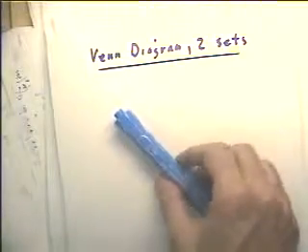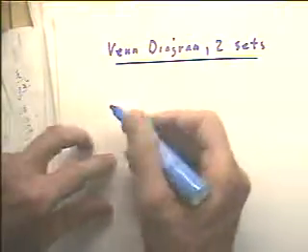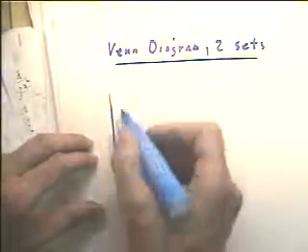Let's look a little closer at the idea of Venn diagrams. Darn, we just lost the picture again. Let's see if we can make it come back. Now, Venn diagram for two sets. I'm going to draw this a little bigger than we did in the last set.